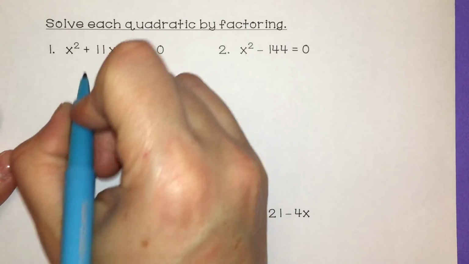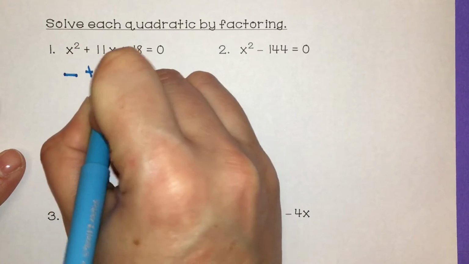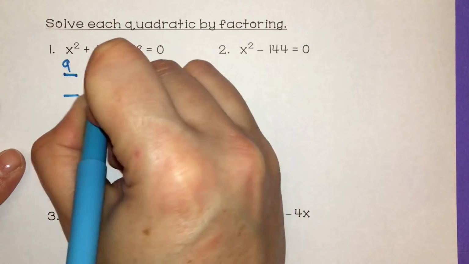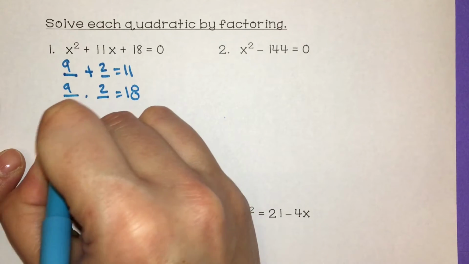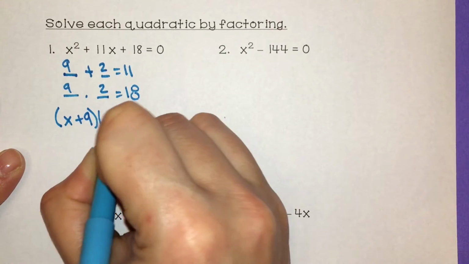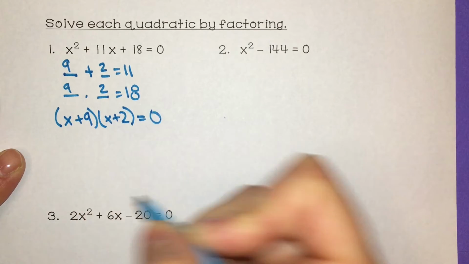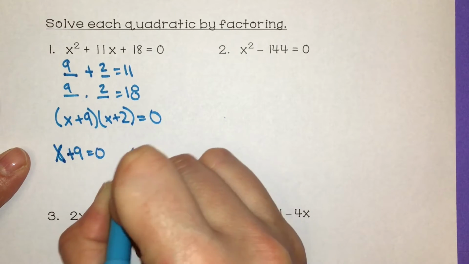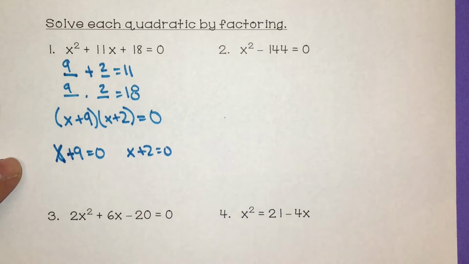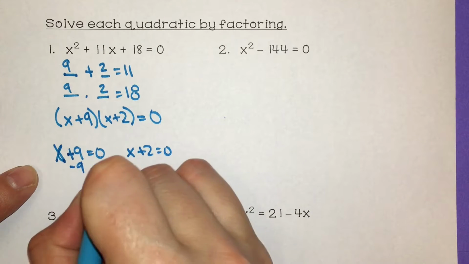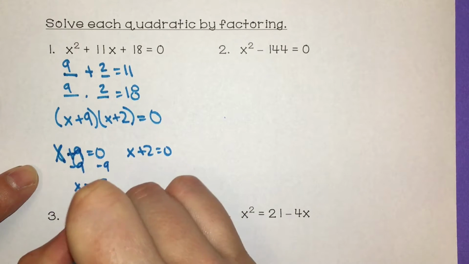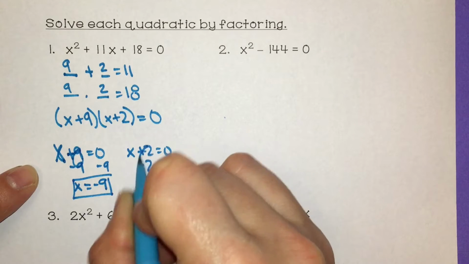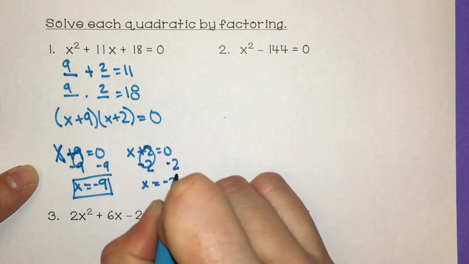All right, so this first one, what adds together to equal 11 multiplies together to equal 18. That's 9 and 2. So you have x plus 9 times x plus 2 is equal to 0. Set each individually equal to 0. X plus 9 equals 0, and x plus 2 equals 0. Now you have to solve for x. Subtract 9 on both sides. You get x equals negative 9. Over here, to get x by itself, you have to subtract 2 on both sides. X equals negative 2.